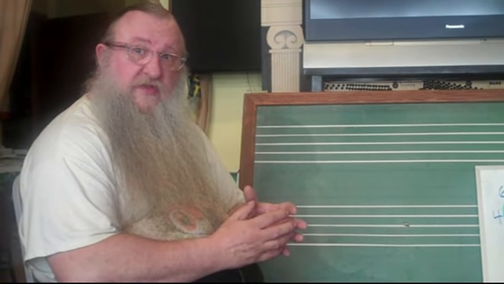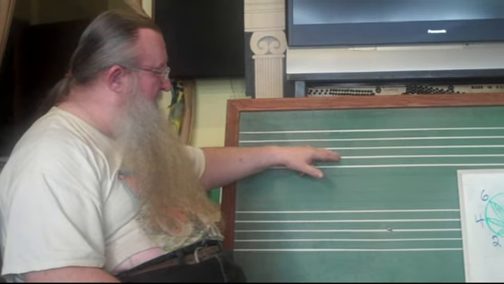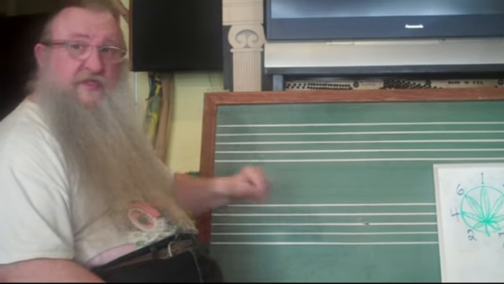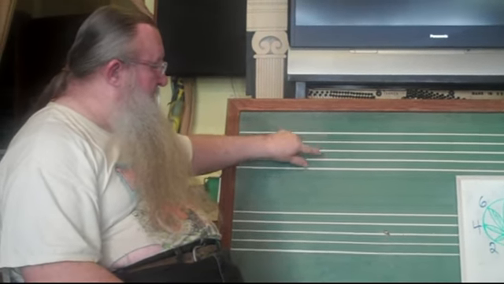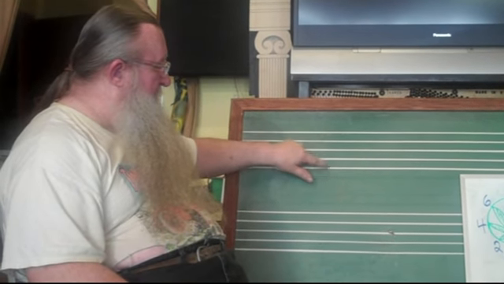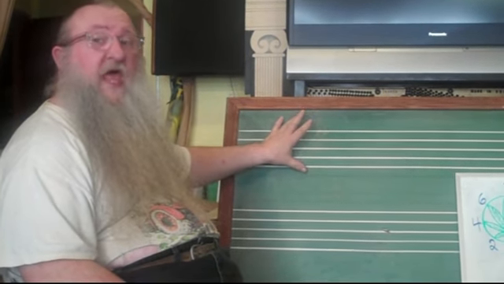So the first thing to know about decoding music on the staff is that the staff is made of lines, space, line, space, line, space, line, space. There are 5 lines and 6 spaces. And this is called a staff.